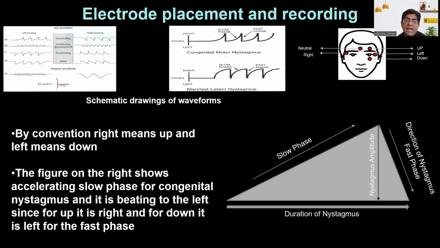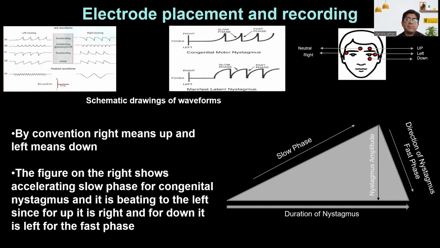And this is actually an accelerating waveform. You can see that the velocity here is slower and gradually it increases. If this is the linear velocity, this is what will happen. The velocity will remain constant. So if there is a straight line, it is linear velocity. There is neither acceleration nor deceleration. This is decelerating velocity.